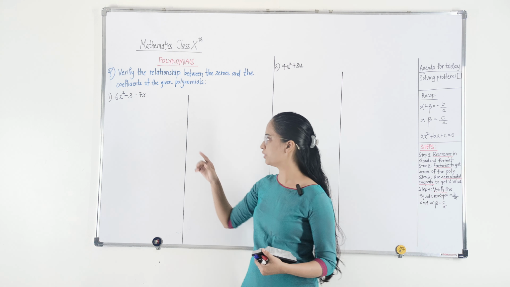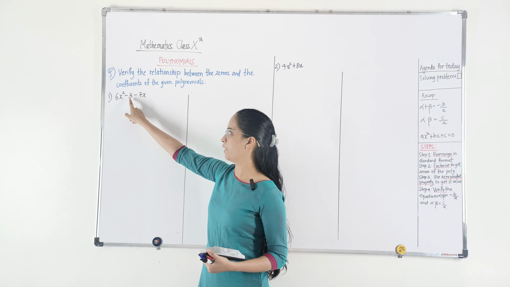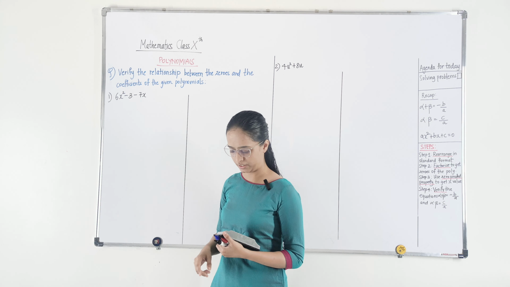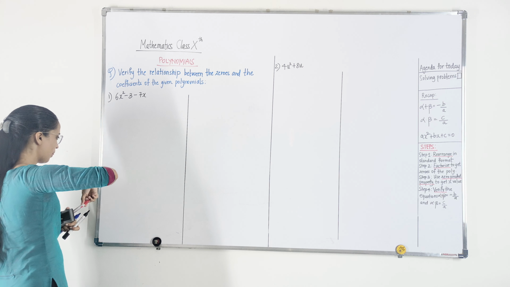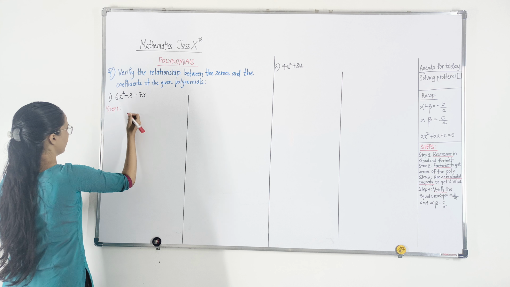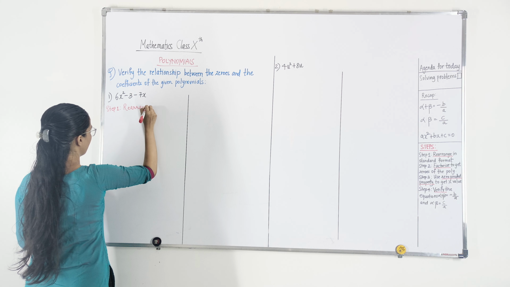And this is not true only for quadratic polynomials, it is true for any polynomial of any degree, right? So here clearly, yes, the first term is x square, but now we have to interchange these two terms along with their signs, right? So now step number 1, rearrange.